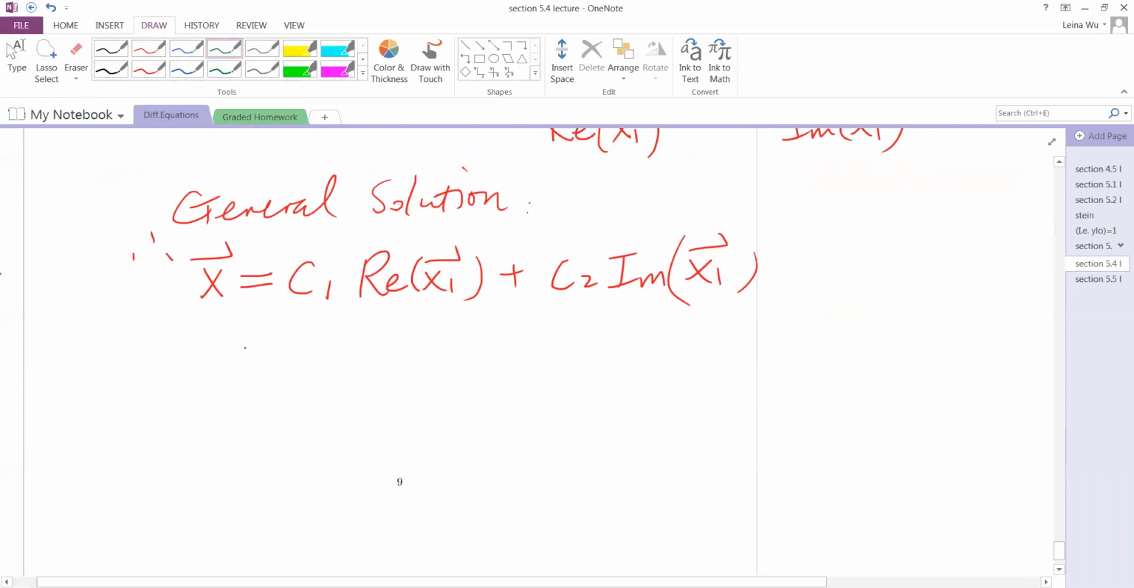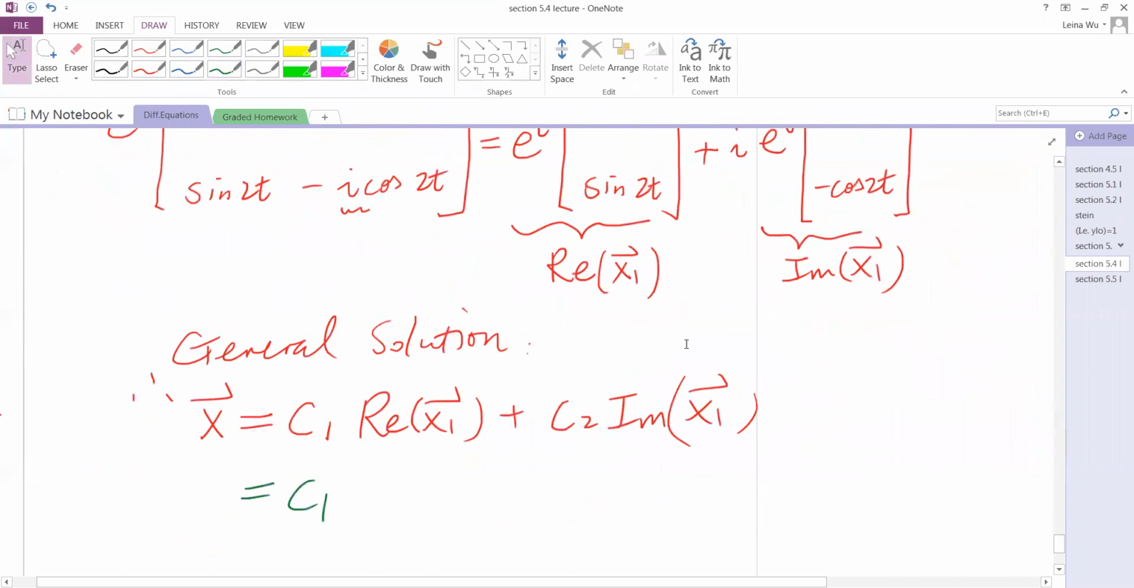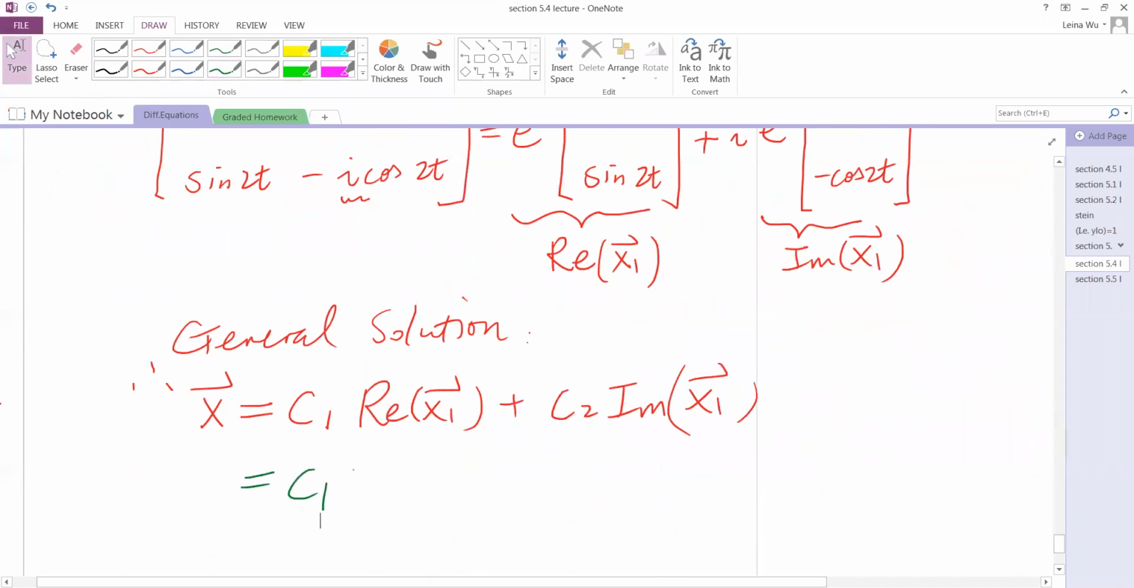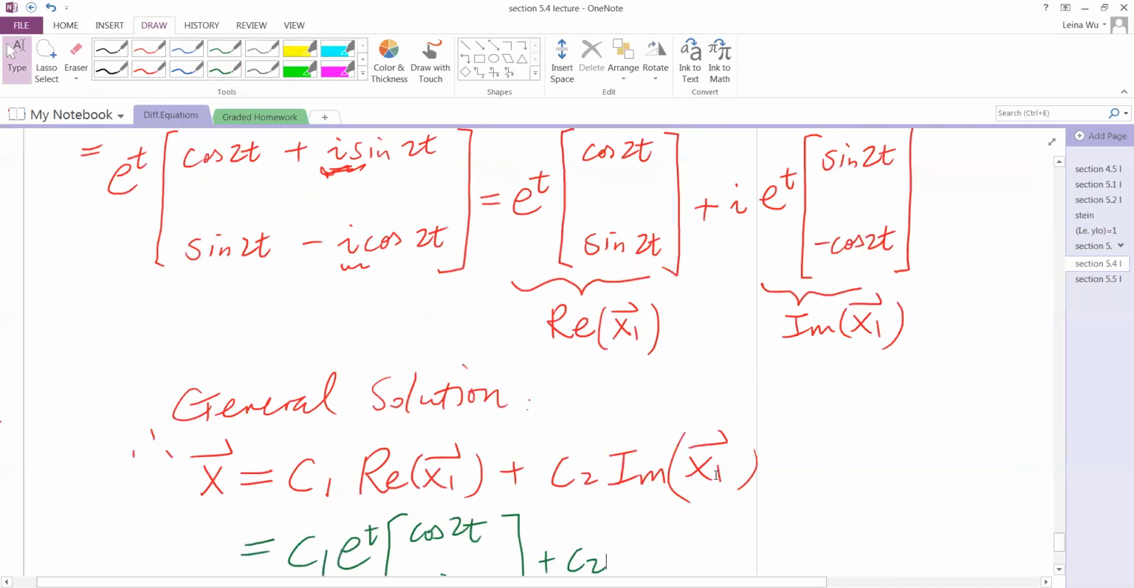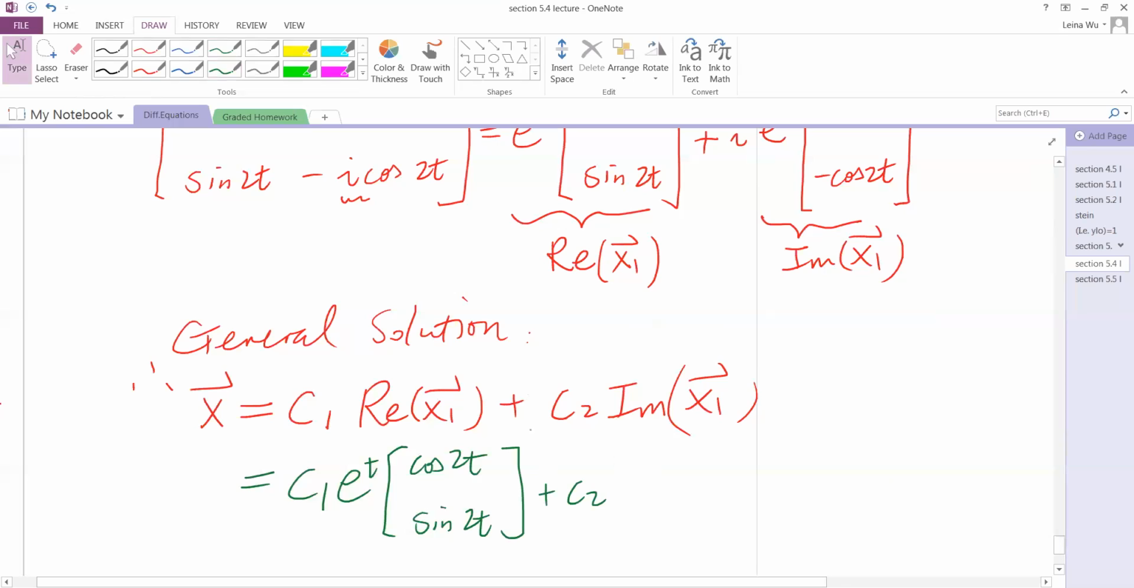We have C1 times the real part, which is just going to be e to the t cosine 2t, sine 2t. And plus another constant C2 times the imaginary part of x1, which would be e to the t, sine 2t, and negative cosine 2t.